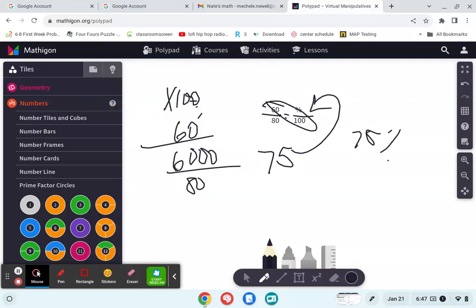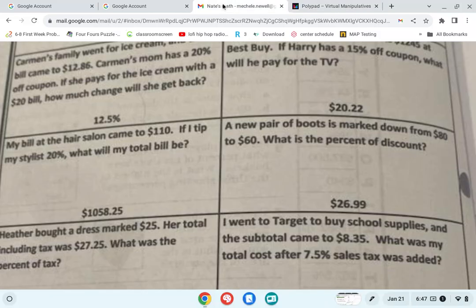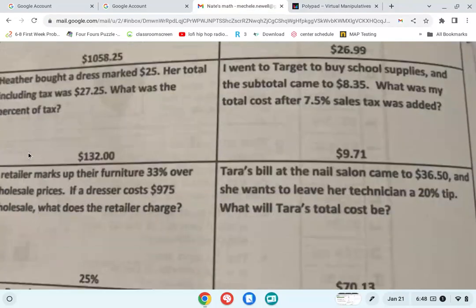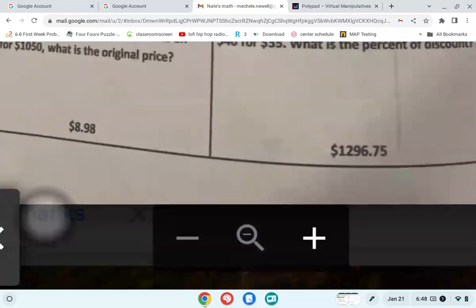Is there another way I could have done that? Yes, I could have just went on ahead and divided 60 by 80, and my answer would have been 0.75, which is 75%. Okay. So then all I got to do is look and see, do I see 75% anywhere?